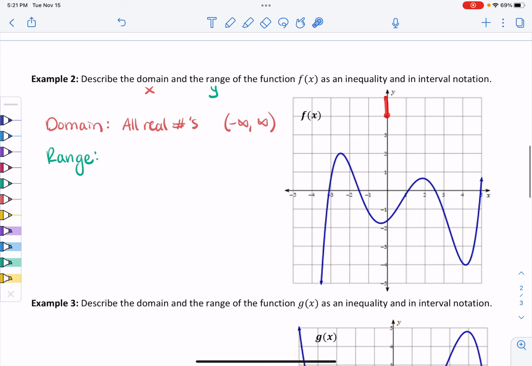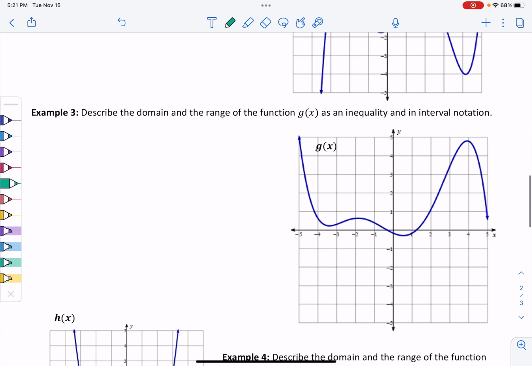Now, my range is discussing the y's. This is a little bit more tricky from this graph because we may be tempted to say that y stops right here at 2. Now, from the way the graph is being read, though, this graph continues on up there and continues down here, and it does not tell us it stops. So, because of that, we're going to be seeing our range as also all real numbers, from negative infinity to infinity.